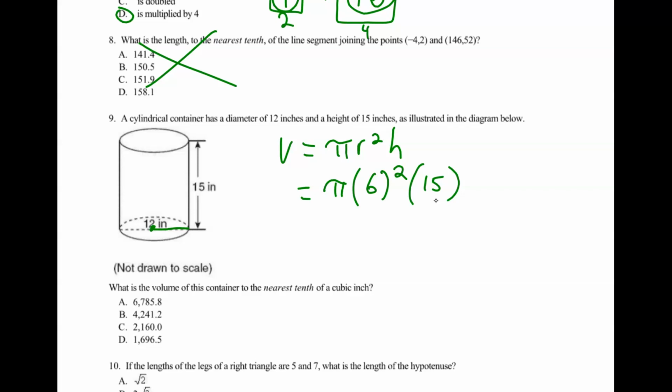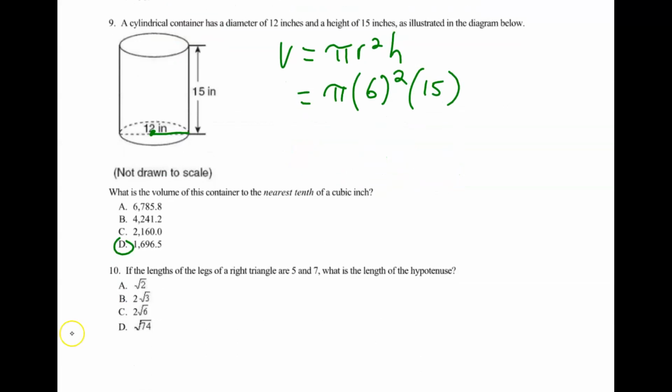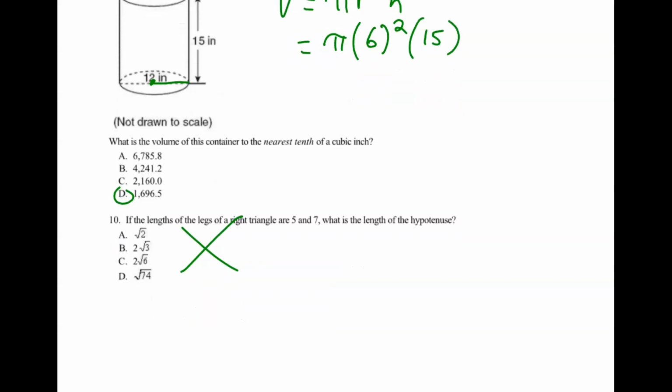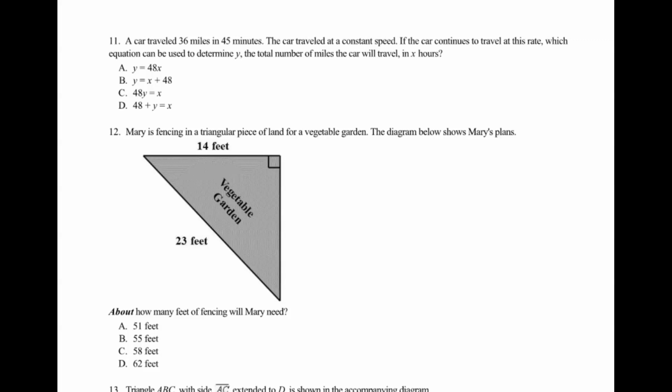Okay, so pi times 6 squared times 15. Should have gotten choice D. Popular answer. It's weird. Okay, 10. Again, sorry. We haven't gotten to Pythagorean theorem, and we won't till, well, if we have a state test, we'll do it then. Okay, 11.